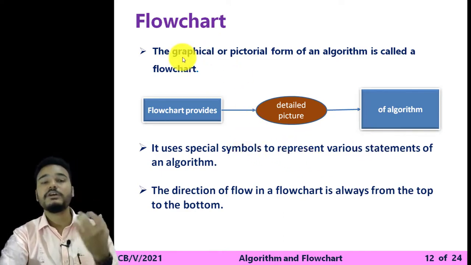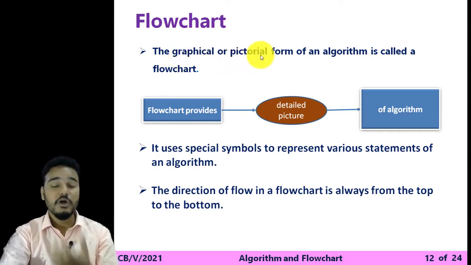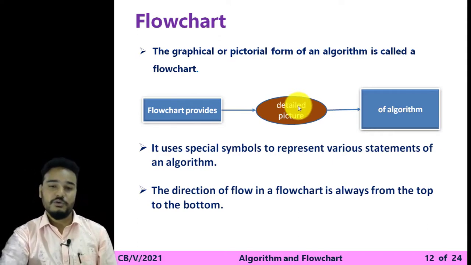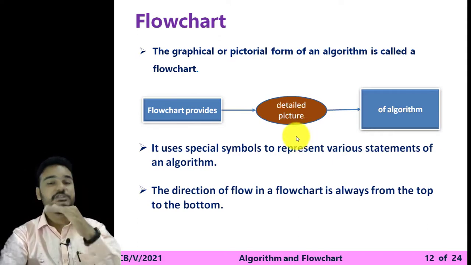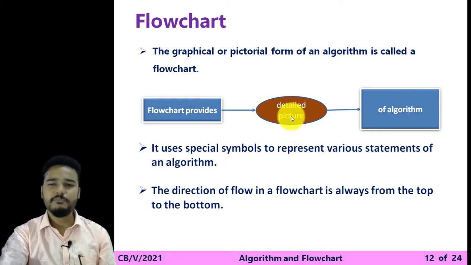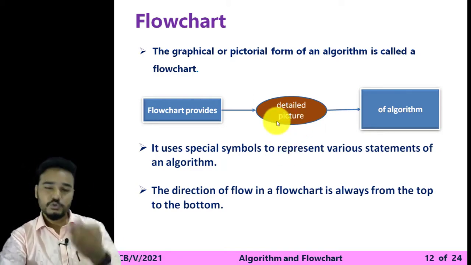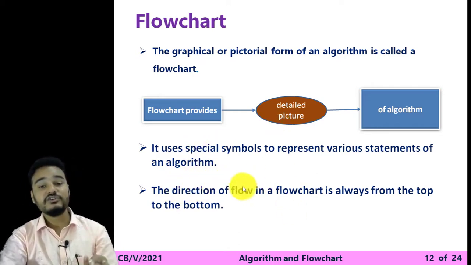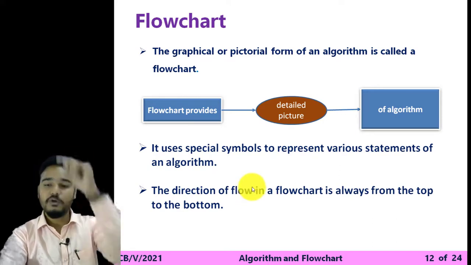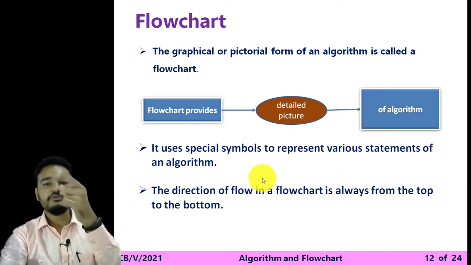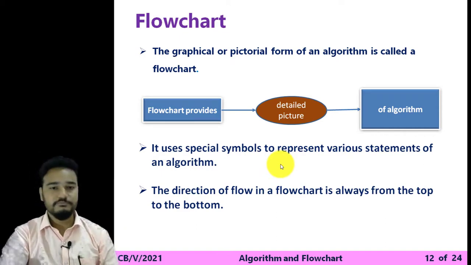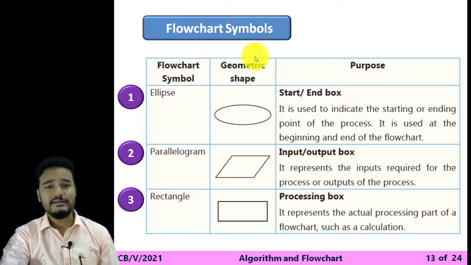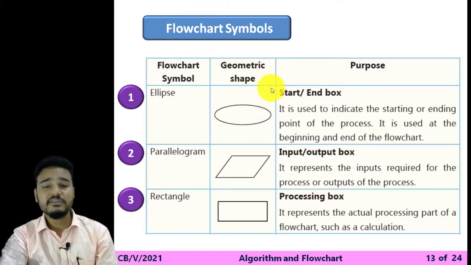Understood? Flowchart is a graphical or pictorial form of an algorithm, and it provides detailed pictures of the algorithm, and it uses special symbols. Only a few symbols are there, and those symbols are used to convert that algorithm into graphical or pictorial form. And the direction or flow of a flowchart is from top to bottom, not from bottom to top. This is about flowchart. Now, which are those symbols that are used to represent the steps?